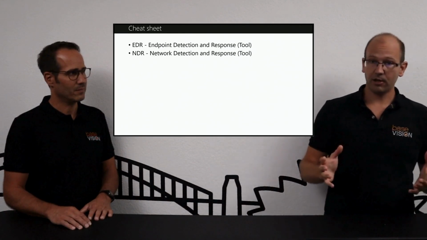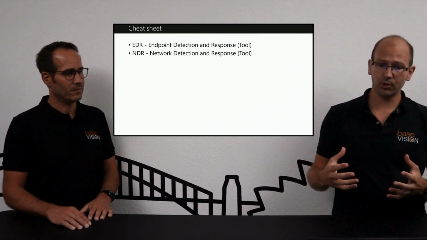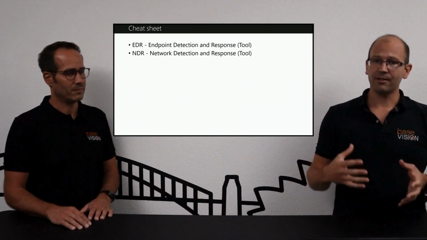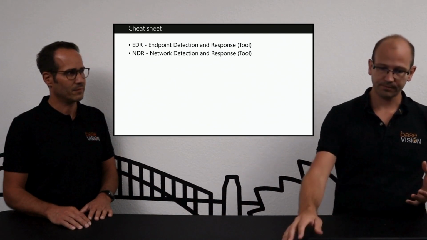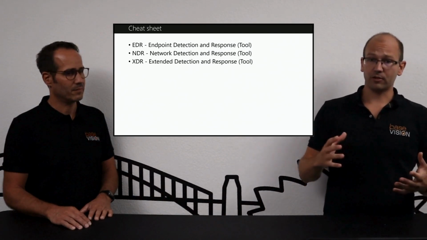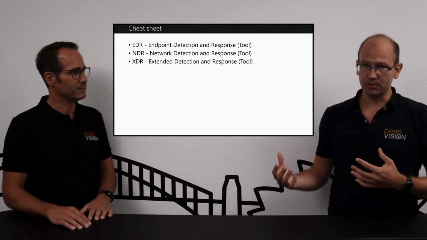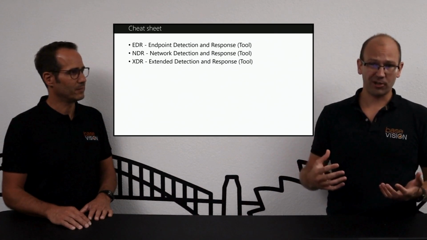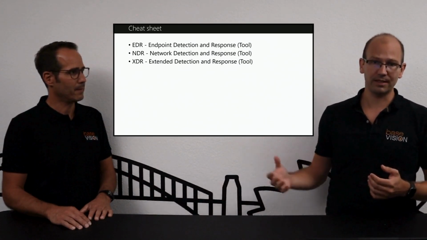Then we have NDR. NDR is doing the same. It analyzes behavior in the network. Also there, it's a name or an abbreviation for a tool. Then we have the term XDR. XDR is the Extended Detection and Response tool. Often those are suites. For example, on Microsoft side, it's the Microsoft Defender XDR suite.